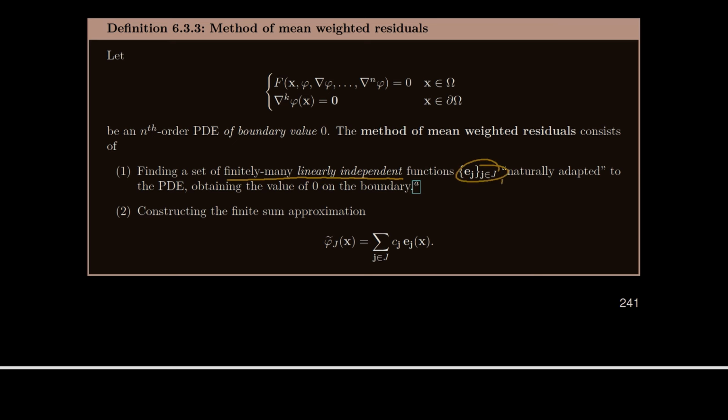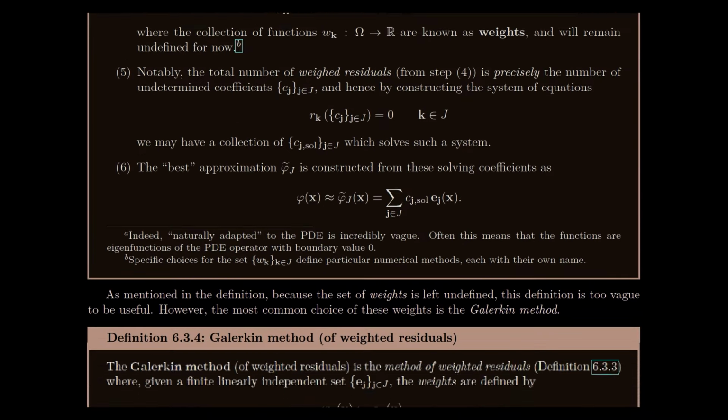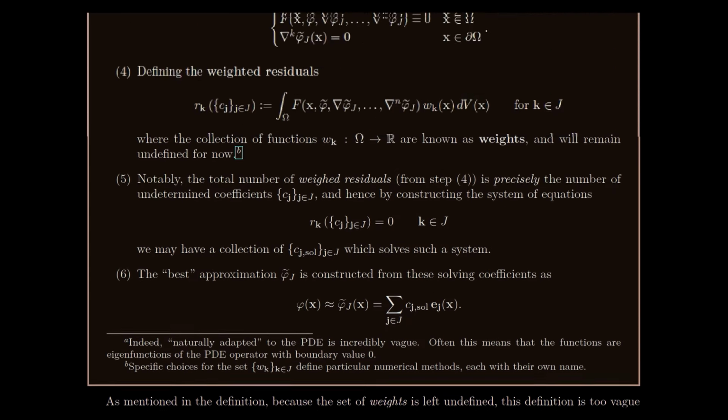And then I have some quotations here. I say naturally adapted to the PDE. Okay, what does that mean? And then obtaining the value 0 on the boundary. What does it mean to be naturally adapted to this PDE? Got a footnote there. It says, indeed, it's incredibly vague. Very sorry about that. But what this usually means is that the functions are eigenfunctions of the PDE operator with boundary value 0. This goes back to chapter 5 when we were verifying something was Hermitian and then could find some eigenfunctions that we knew were orthonormal.